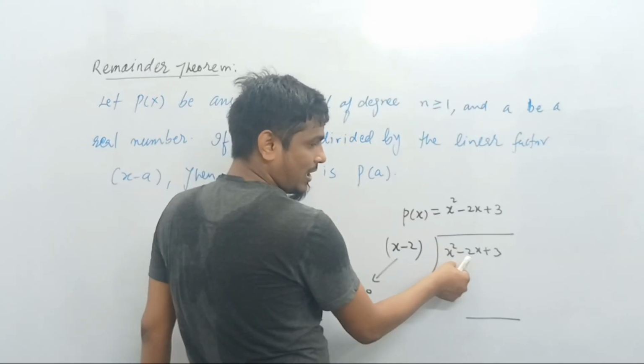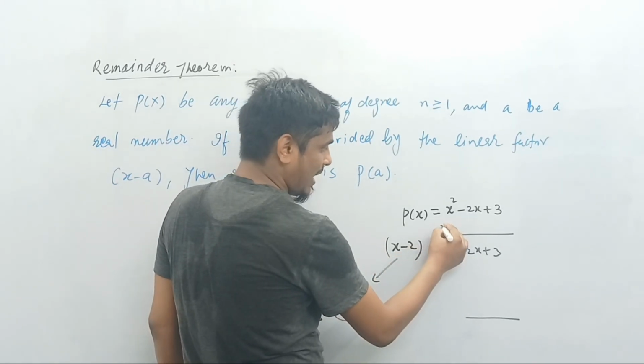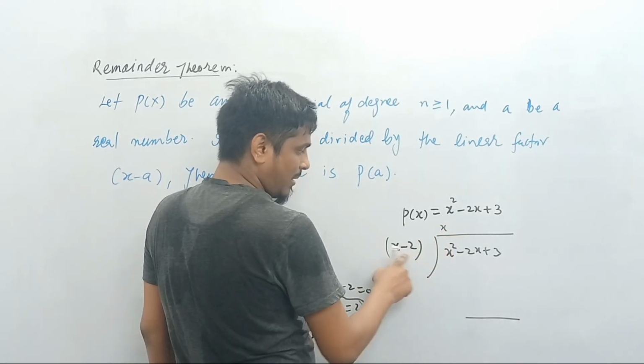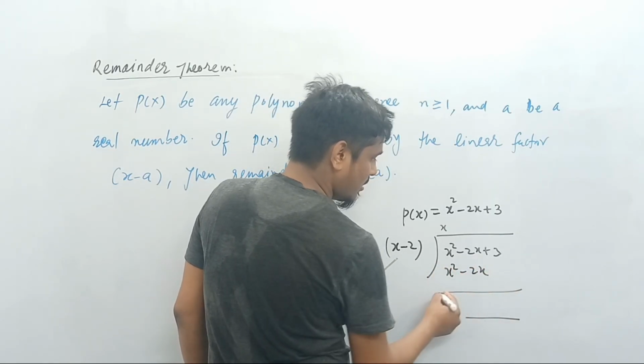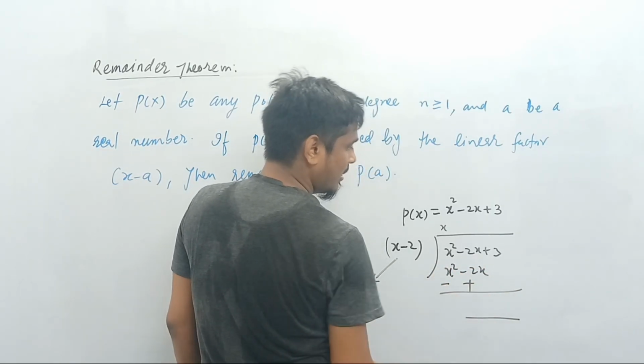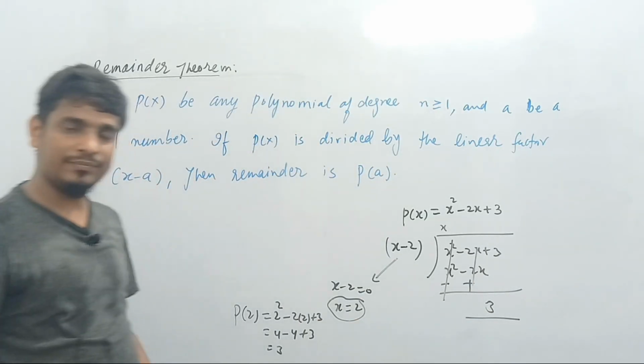Here x square is the leading term, here x is the leading term. If we are dividing x square by x, that is going to be x. Then x is multiplied by both of these terms, that is going to give us x square minus 2x. So simplify this, that is going to be cancelled, remainder is 3.